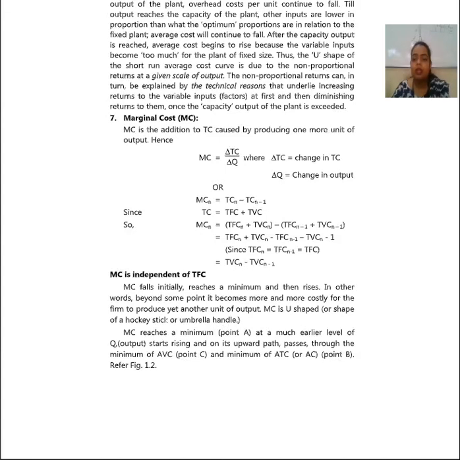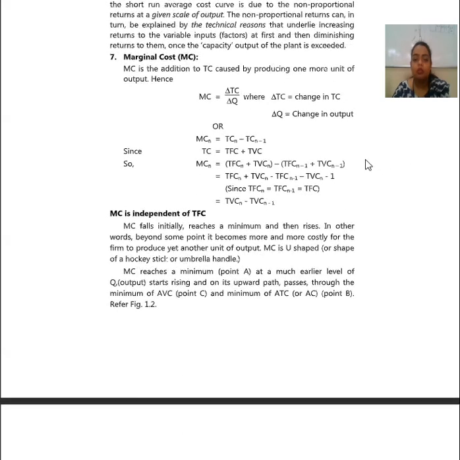So now let us continue with the marginal cost. That is, marginal cost is the addition to total cost caused by producing one more unit of output. Hence, marginal cost is equal to change in total cost upon change in the output. So, how is that calculated? The marginal cost is equal to total cost n minus total cost n minus 1.